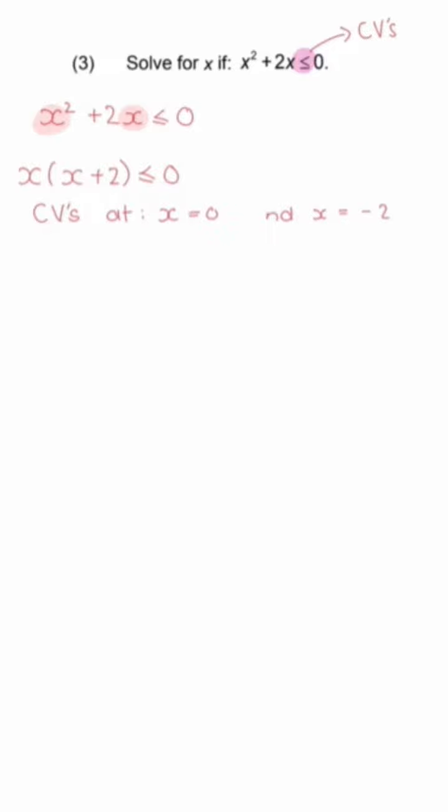Perfect. Now from here, I always use the parabola method. And what I mean by that is I always draw my parabola between my critical values. And in this case, my critical values would be negative 2 and 0. I then draw my happy parabola. And the way that I know that it is a happy parabola is because my x squared is positive.